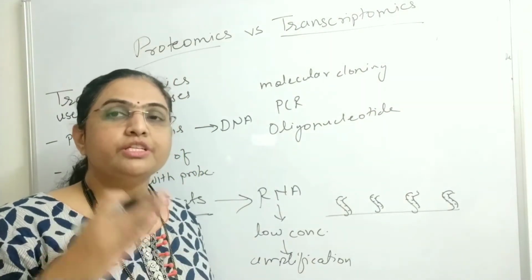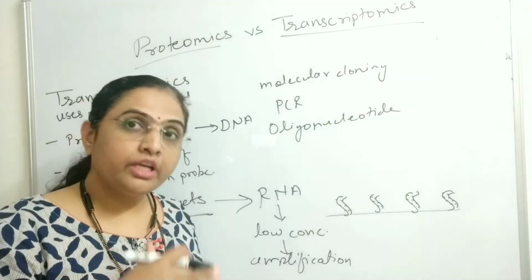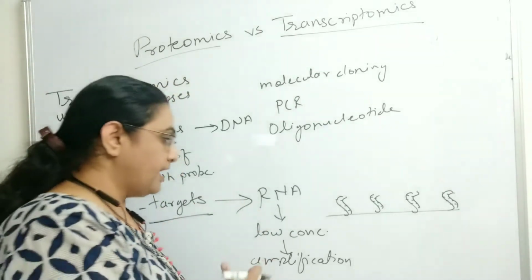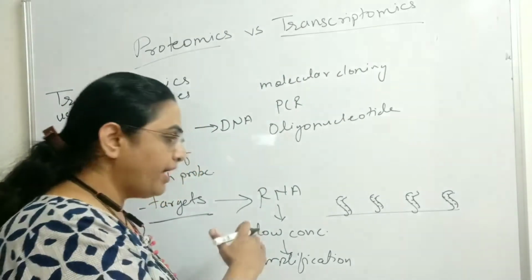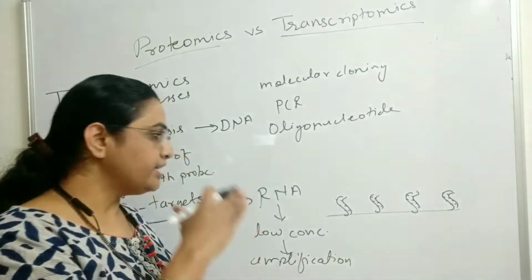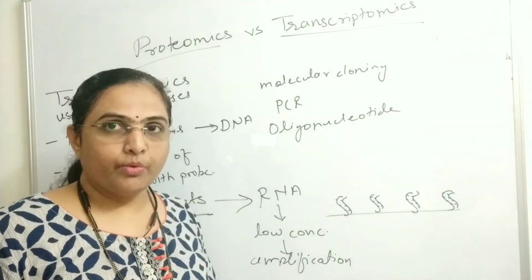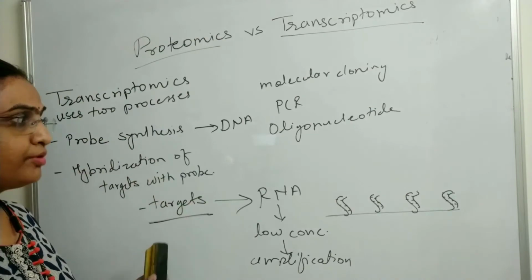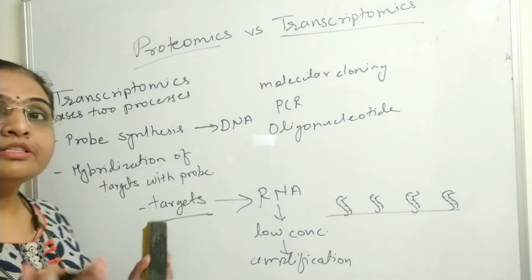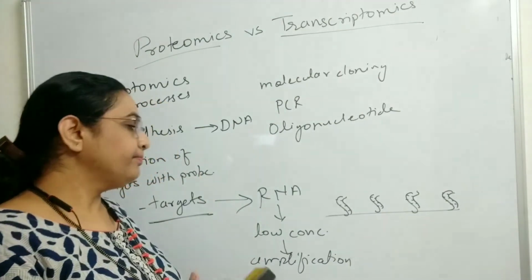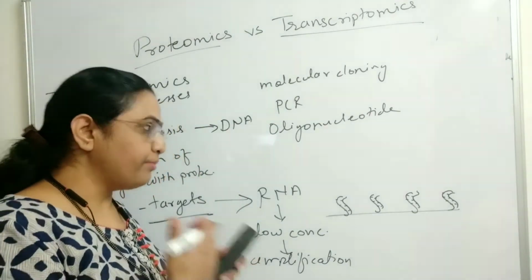Though genes may be expressed at a very low level, that expression can also be analyzed. How? By amplifying that RNA, so that it is made detectable. So this is regarding transcriptomics. Transcriptomics is a little bit easier because it allows the targets to get amplified.